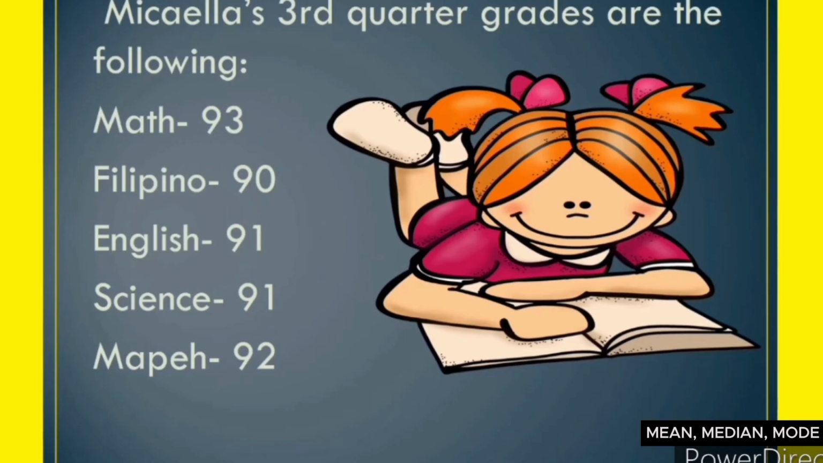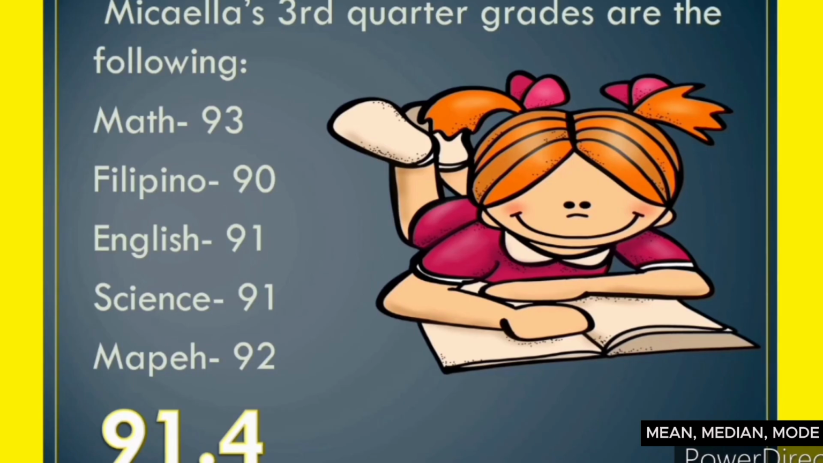Micaela's third quarter grades are the following. Math 93, Filipino 90, English 91, Science 91, MAPE 92. First question is, what is her average grade for the third quarter? What is the mean? Answer is 91.4. How? 93 plus 90 plus 91 plus 91 plus 92 divided by 5, we have 91.4.